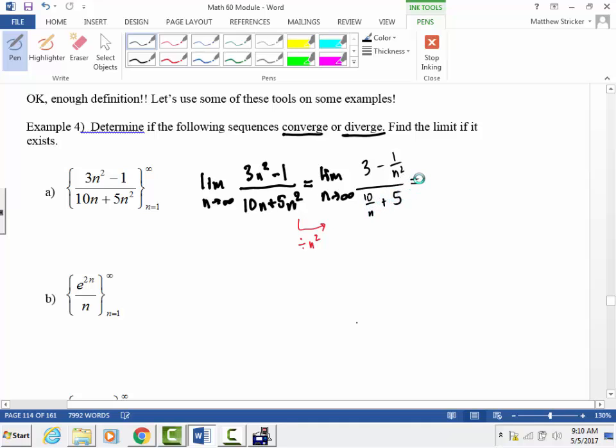And now can I plug in infinity? Yes. And what do we get? 3/5. So as n approaches infinity, is the sequence approaching a value? So we can say the sequence converges. So a sub n converges. Okay, any ideas for the next one?